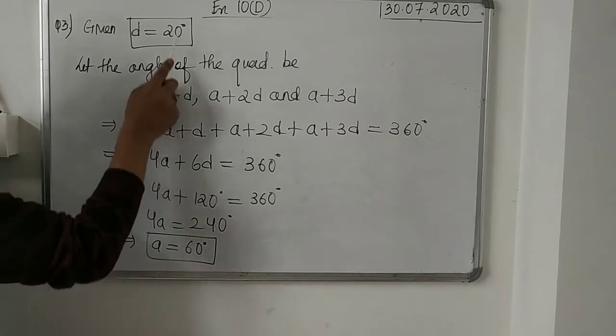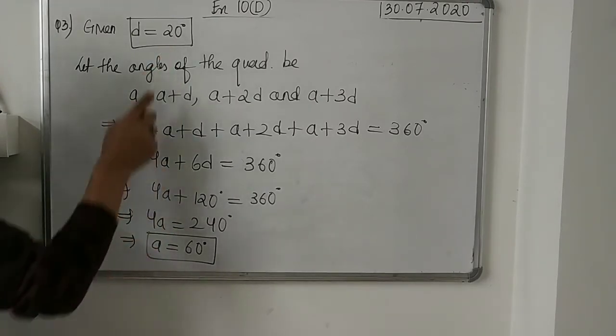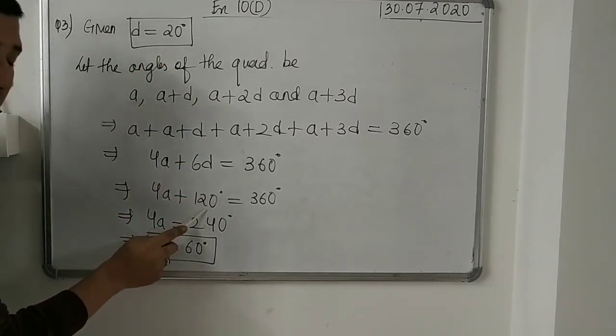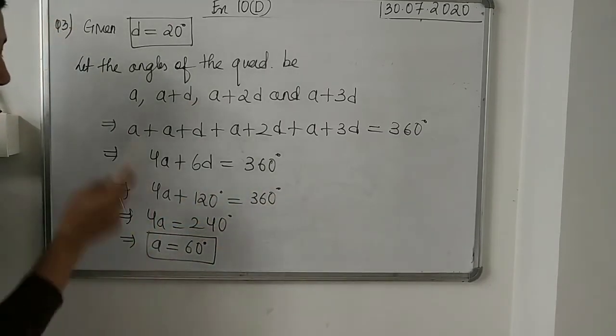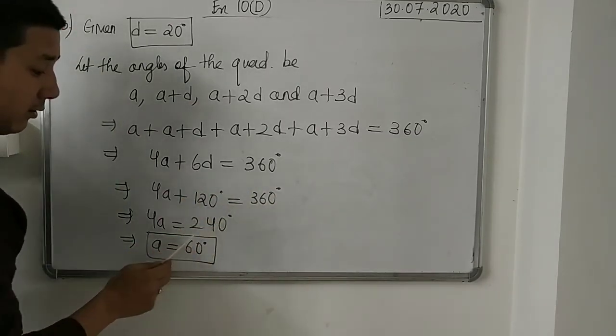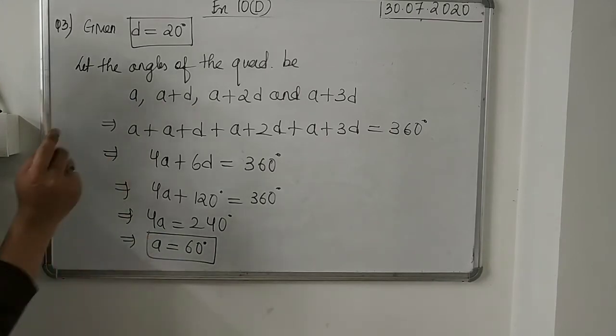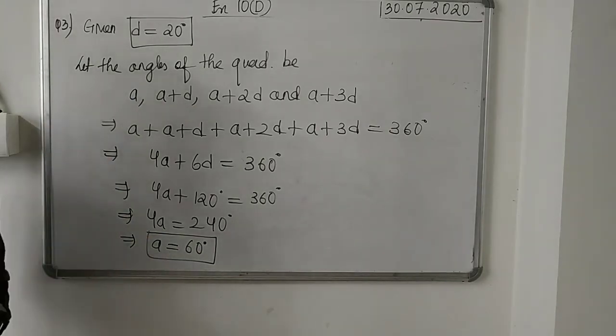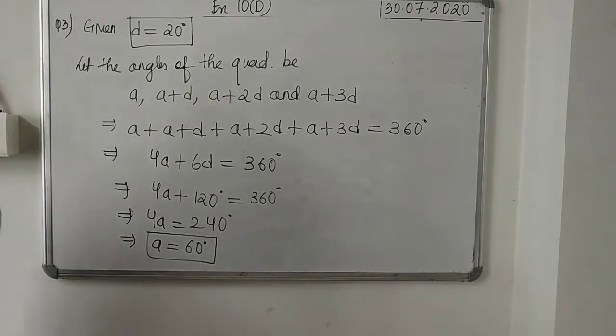We know what is the value for d? 20. So 6 into 20 is 120. Take this side, it becomes minus 120. So subtract, you get 240. So a is equal to 60 degrees. So what is the value for a? 60 degrees. What was the question asking you? To find the angles, isn't it?